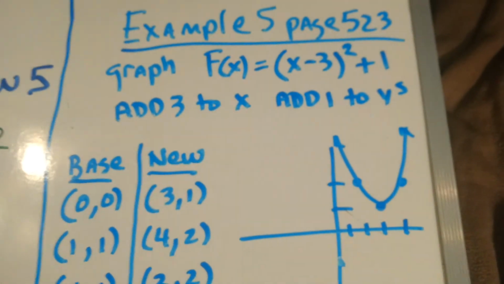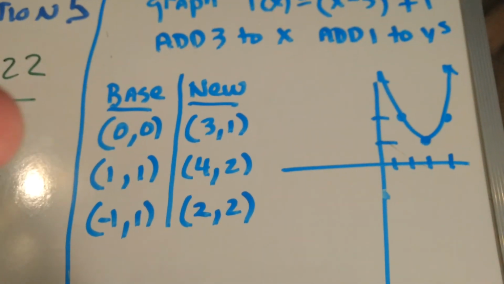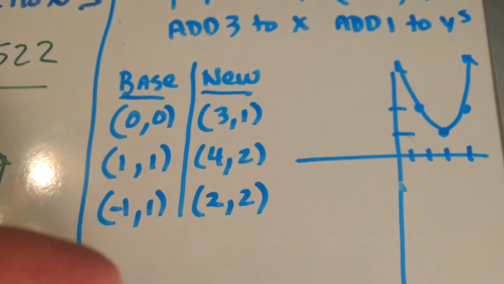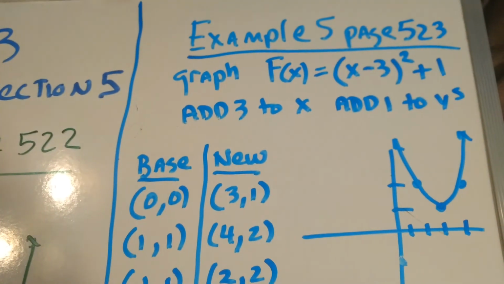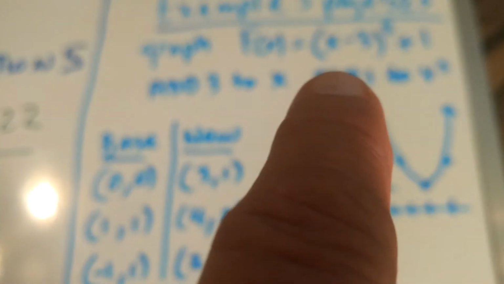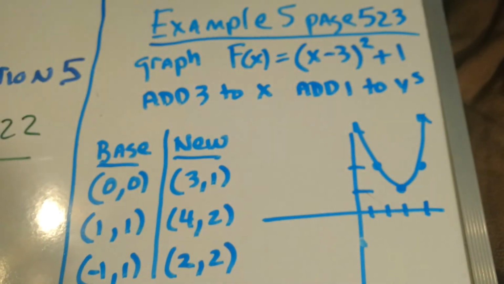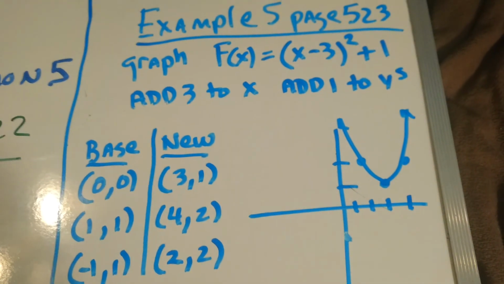So make sure you understand this. It's all dealing with the ordered pairs. And if you memorize or learn these 3 ordered pairs and understand the rules for transformation, it's pretty easy to get the graph. Horizontal shift, left or right, depending on whether it's addition or subtraction. Vertical shift, up or down, depending on whether it's addition or subtraction.